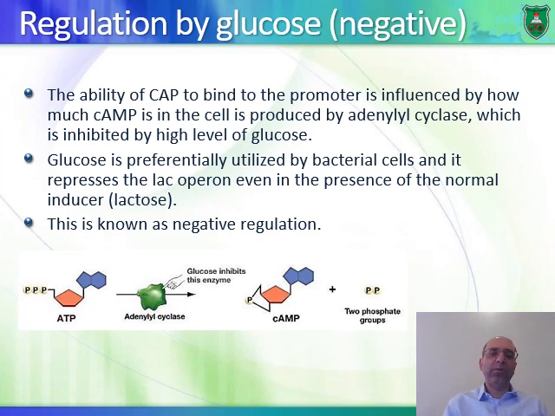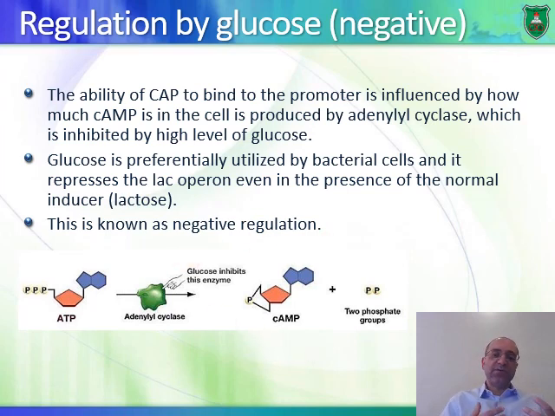So how is cyclic AMP produced? It's produced enzymatically by an enzyme known as adenylyl cyclase, which converts ATP to cyclic AMP. If this enzyme is active, you would have a lot of cyclic AMP. Now, this enzyme is regulated by glucose negatively. In the presence of glucose, glucose inhibits adenylyl cyclase, disabling it from producing cyclic AMP.